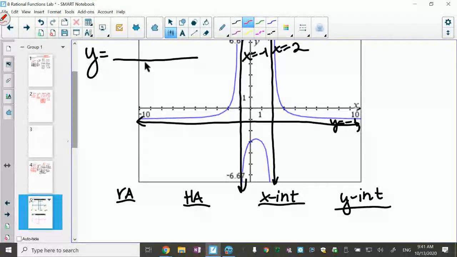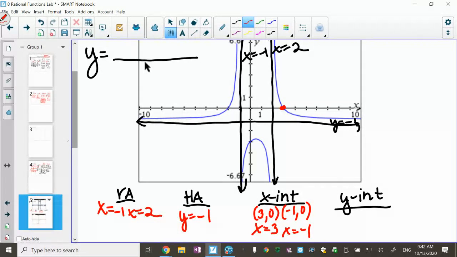I go backwards. So let's put down our vertical asymptotes: x equals negative 1 and x equals 2. So I'm going to throw that there. There's a horizontal asymptote of y equals negative 1. So I'm going to throw that there. My x-intercepts, it looks like it's crossing at 1, 2, 3, so it looks like it's crossing at (3, 0). And the other one looks like (negative 1, 0). So this is when x was 3. I'm going backwards. And x equals negative 1. So I've got that already. And the y-intercept, it looks like it's crossing down here at negative 3. So I think that's (0, negative 3).